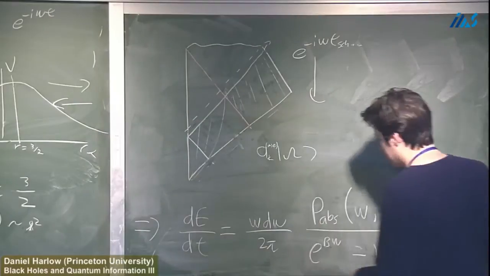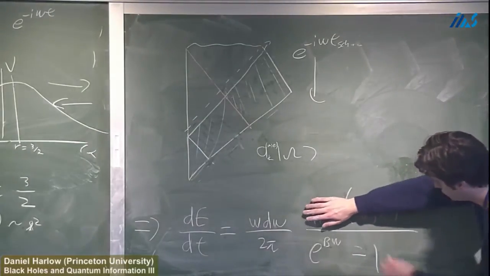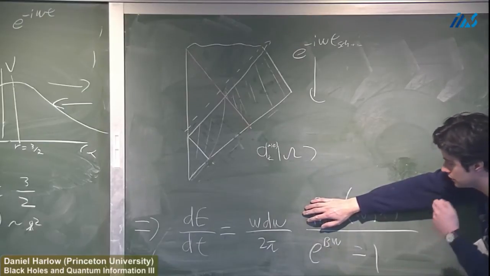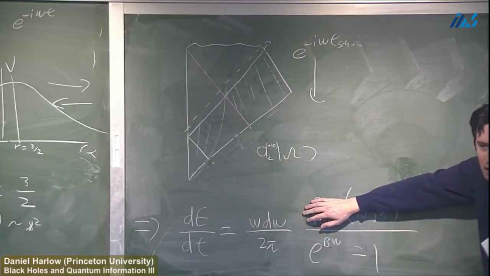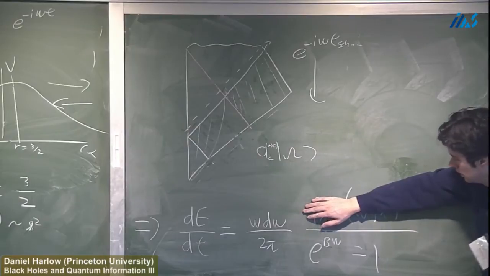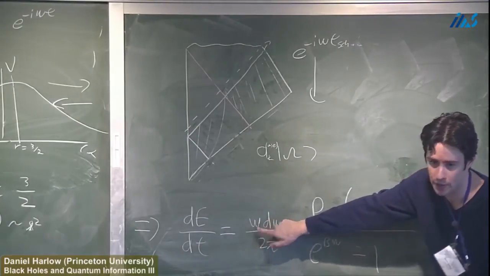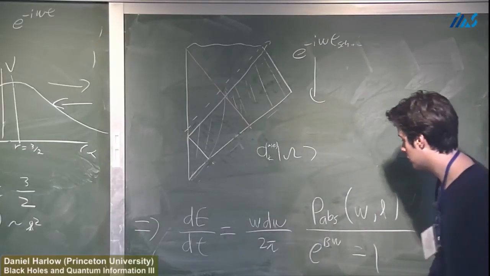And if you solve this problem, you'll find 1 over e to the beta omega minus 1 is the expected occupancy of a mode in a photon gas. And then, since I'm computing an energy, I've got to put an omega there. So it's just the expected occupancy of the mode.